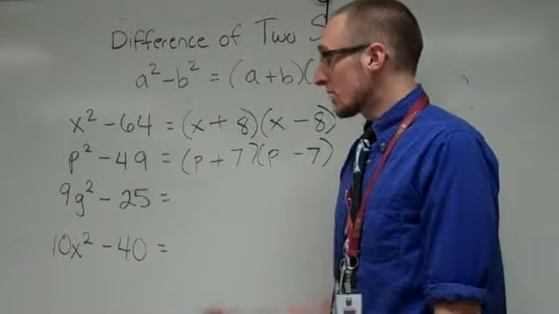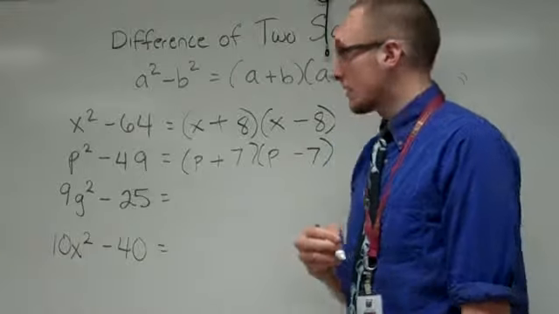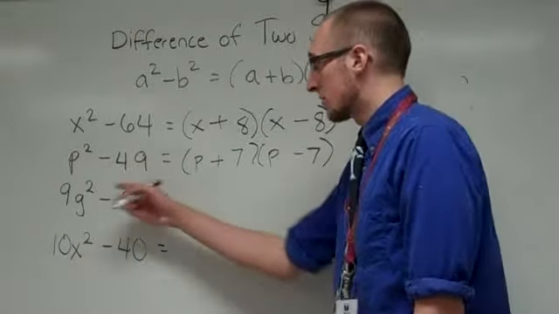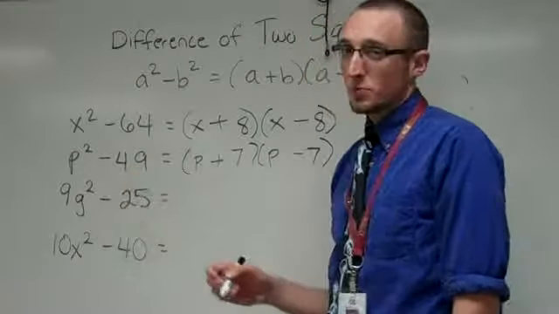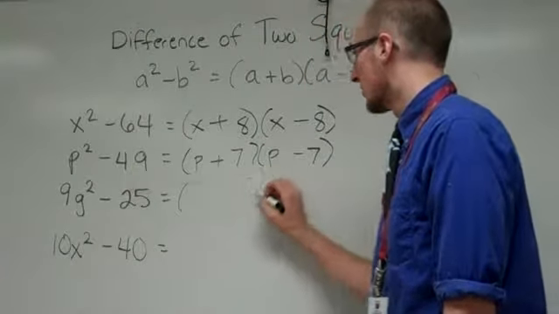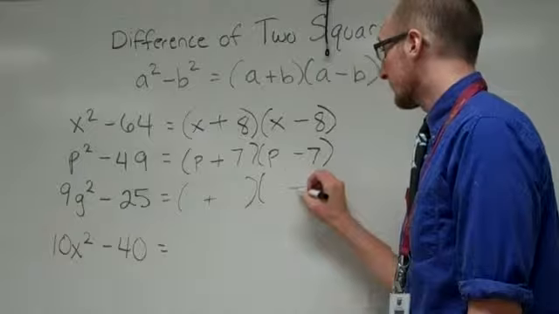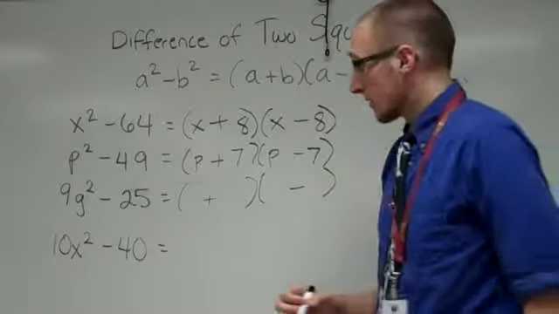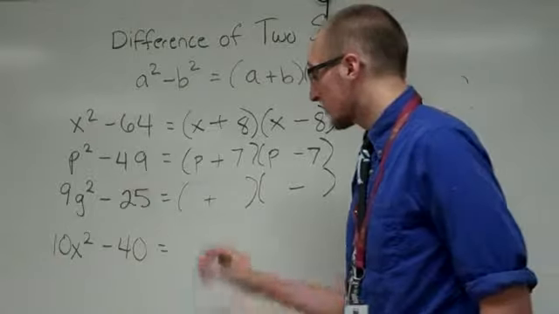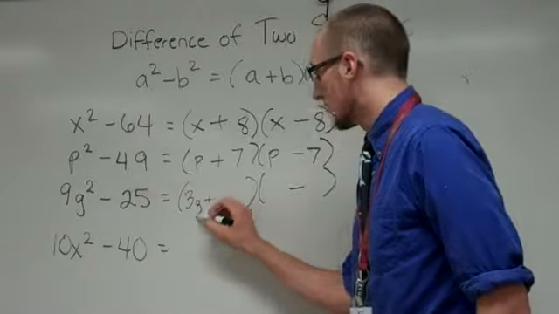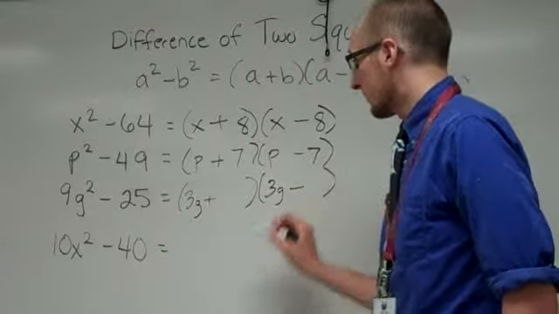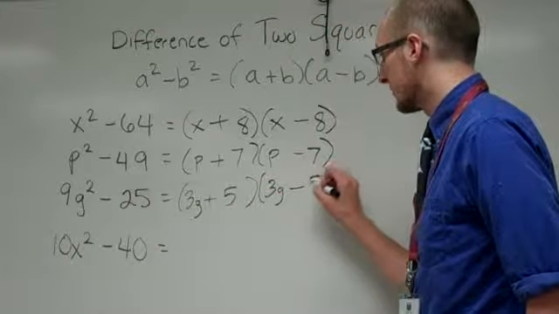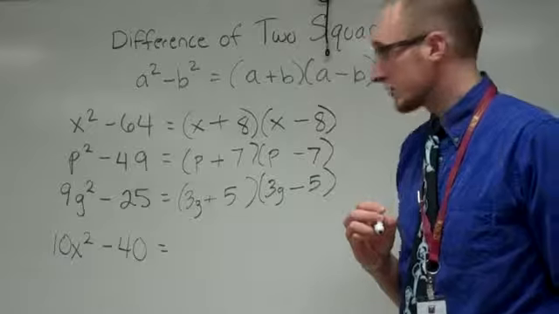You could still do the same thing even when you have a constant or coefficient on the first one squared, as long as it's a perfect square. So for example, 9g squared, okay, what times what gives us that? Well, that would be 3g. And 25. Well, 5 times 5 gives us 25. So it still follows the rule.